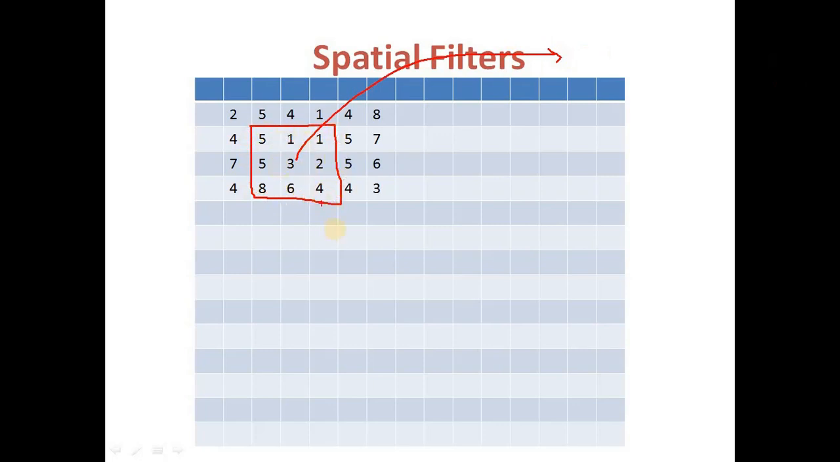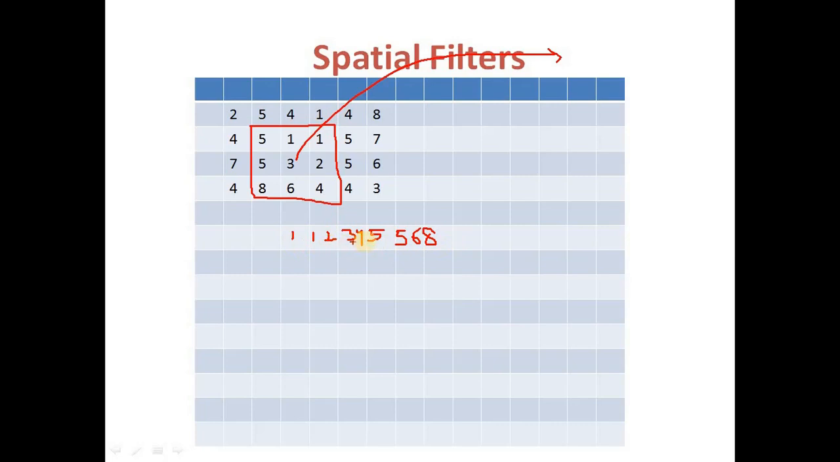So how do we find the median value? We have to arrange the pixel intensities in ascending or descending order. Let's say I choose increasing order. So 1, 1, 2, 3, 4, 4, 5, 5, 6, and then 8. I have arranged all the intensities in the subimage spanned by this kernel in ascending order.